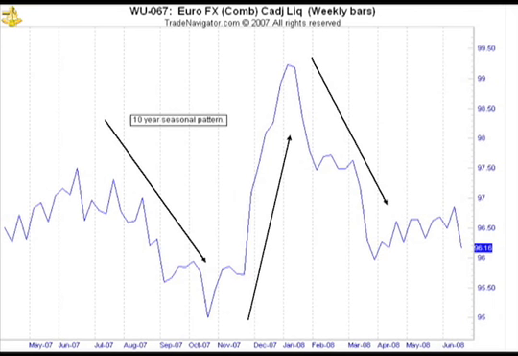I don't focus on the how as much as the why. I mean, why is the dollar moving? Right now it's a seasonal tendency. What's the how? Well, the how is a lot of uncertainty on what's going on in the world.